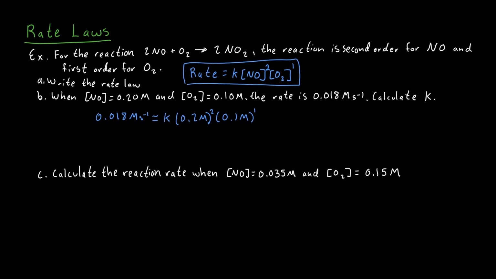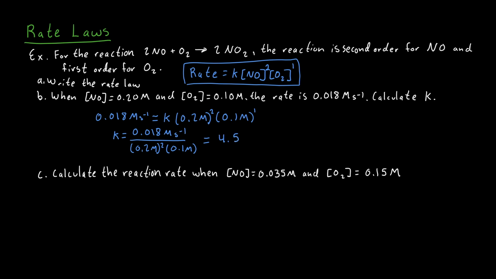And then we can solve this for K. So K is equal to 0.018 molar per second divided by 0.2 molar squared times 0.1 molar. And if we plug this into our calculator, we should get 4.5.